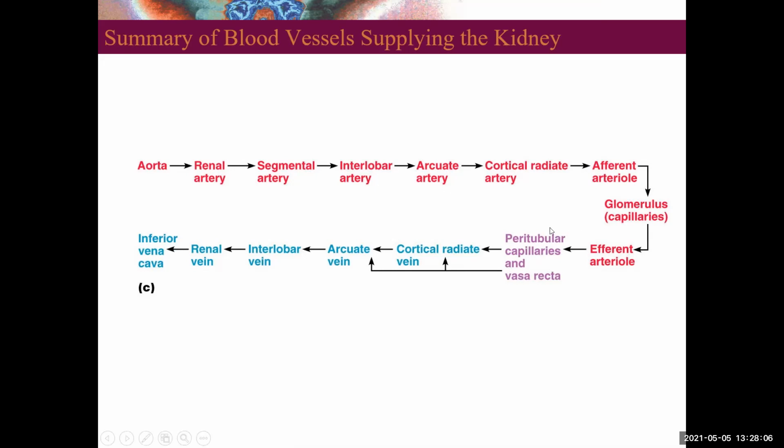And then exiting from the Bowman's capsule is the efferent arteriole, and they go around the nephron, which we have not talked about yet, as peritubular capillaries and vasa recta, then the cortical radiate vein, arcuate vein, interlobar vein, renal vein. There is no segmental vein, and then it joins the inferior vena cava.